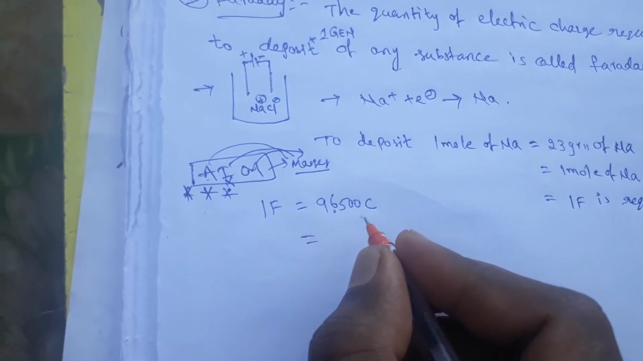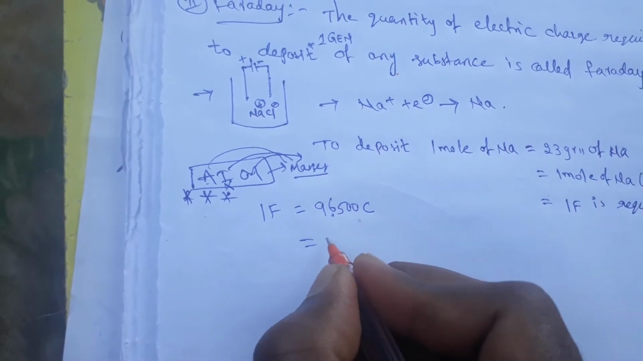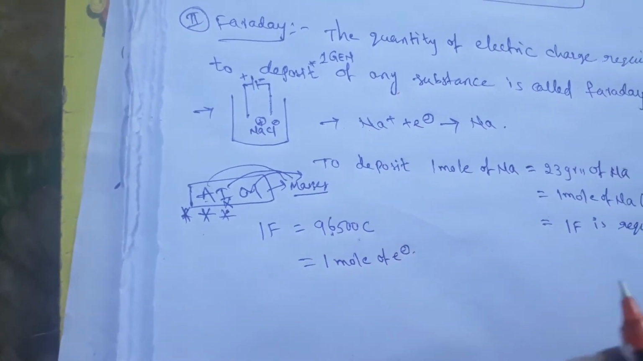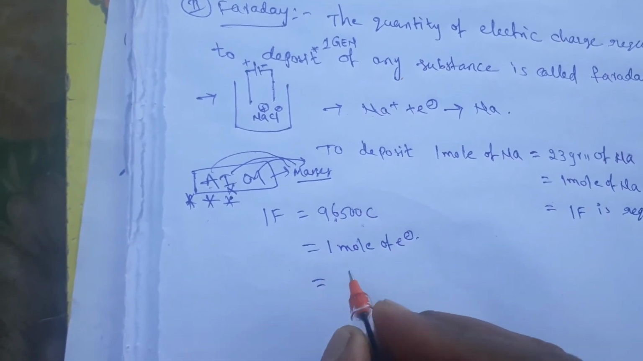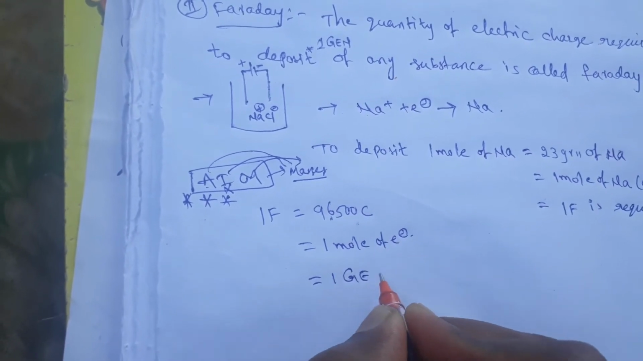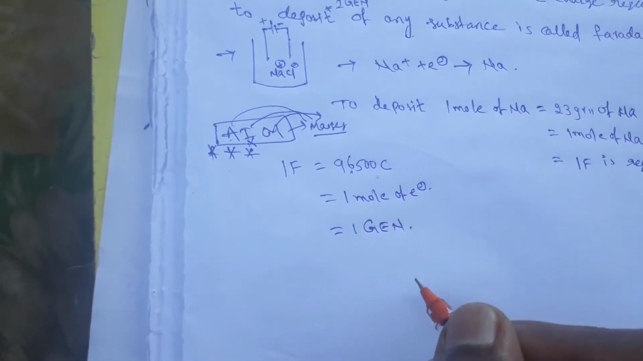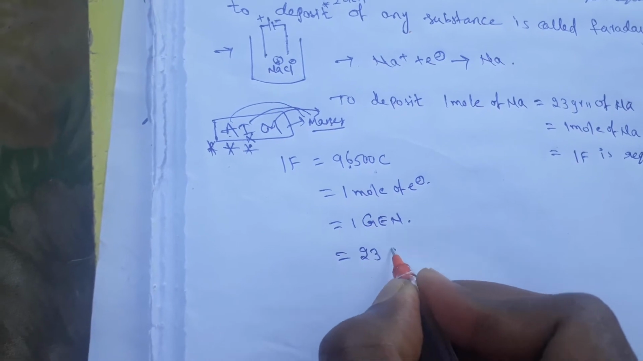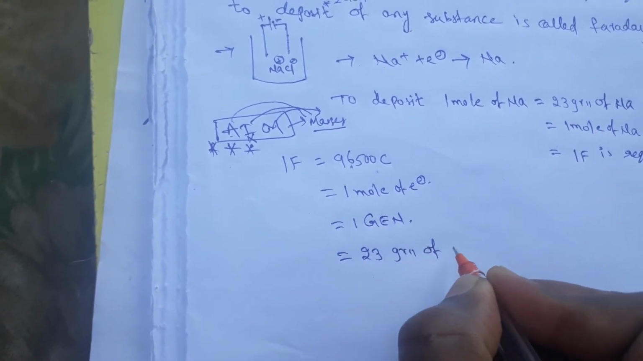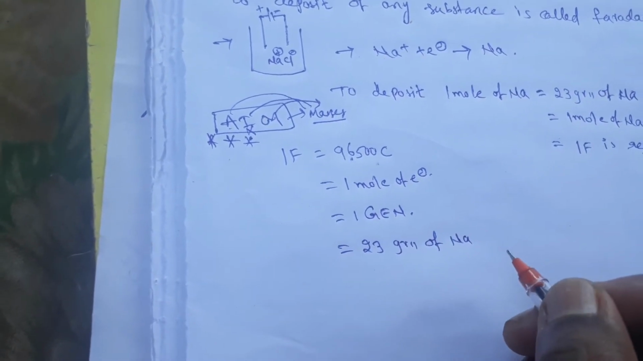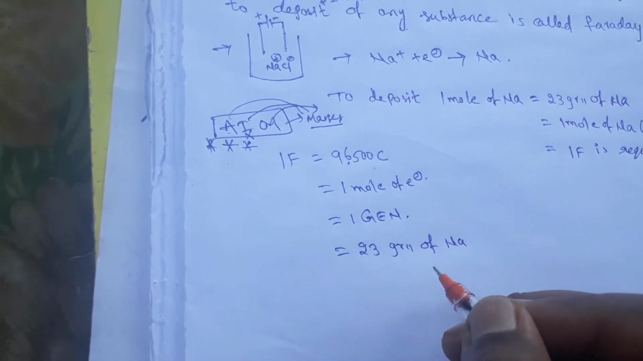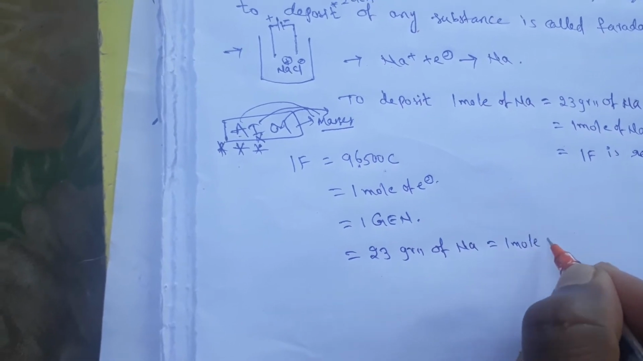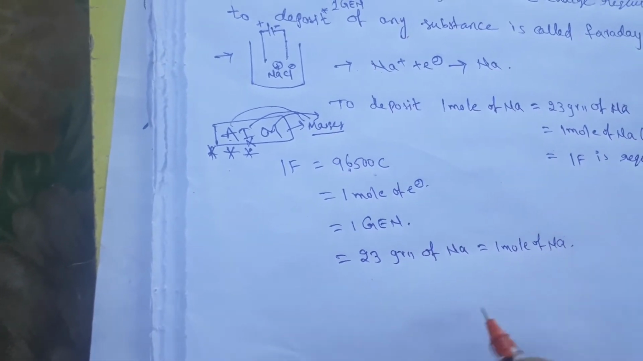So 1 Faraday is equal to 96,500 coulombs. That means 1 mole of electrons, as previously we calculated, and it is 1 gram equivalent number. And 1 gram equivalent number, if it is sodium, then it is 23 grams of sodium, because the molecular weight of the sodium atom is 23 grams. So that equals 1 mole of sodium.